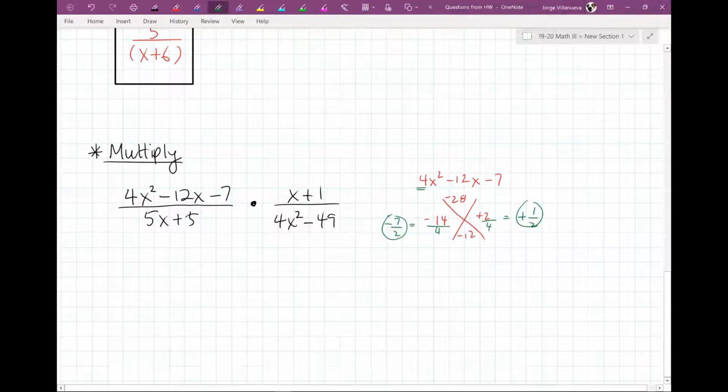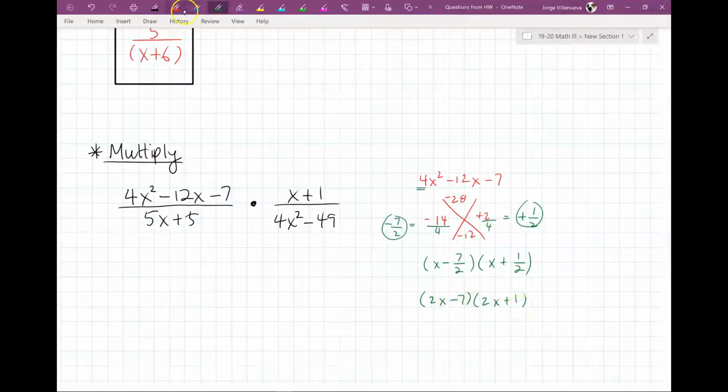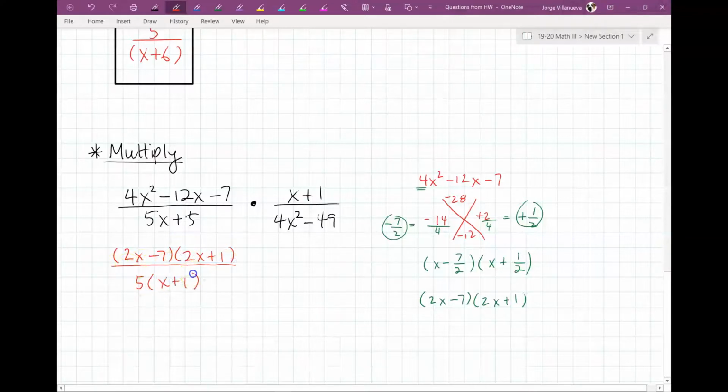Okay, so the factor would be x minus 7 over 2, x plus 1 over 2, and you guys remember bottoms up, right? Whenever there's a fraction, you got to move it up. So 2x minus 7, 2x plus 1. So let me put that right there. This is 2x minus 7, 2x plus 1. Now, on the bottom part, we can just take out a 5, so that's an x plus 1 times an x plus 1. So you'll notice those are going to cancel.